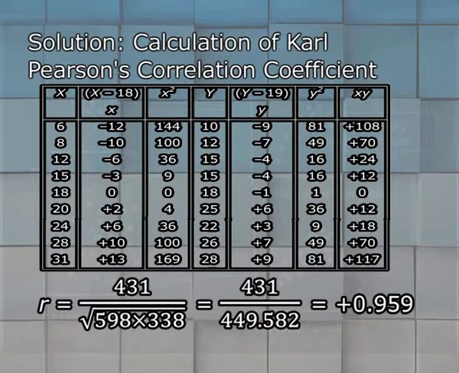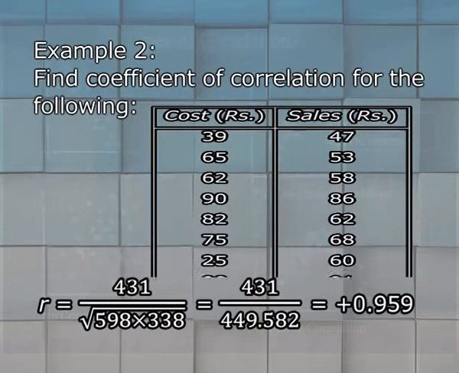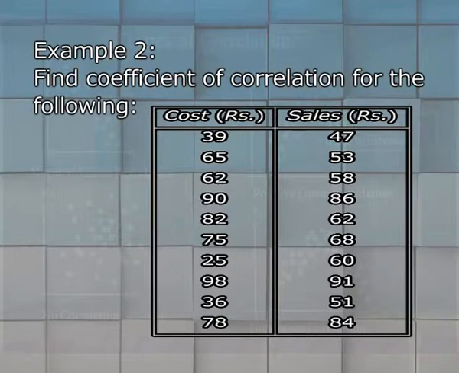Now apply the formula. So small r is equal to 431 divided by under root of 598 into 338. So that gives us 431 divided by 449.582. So that is giving us a positive value of 0.959. So this was the solution to the example 1. Let's come to the next example 2.